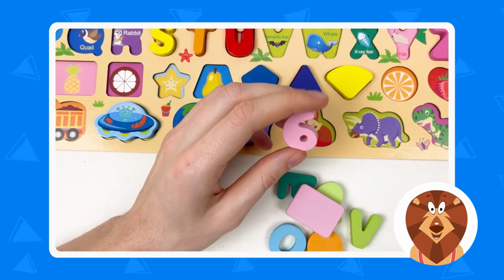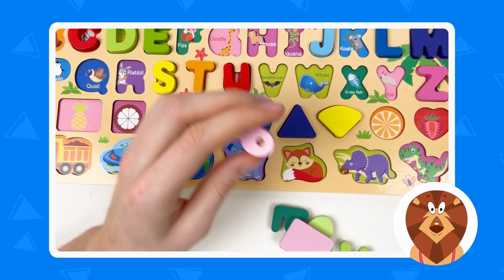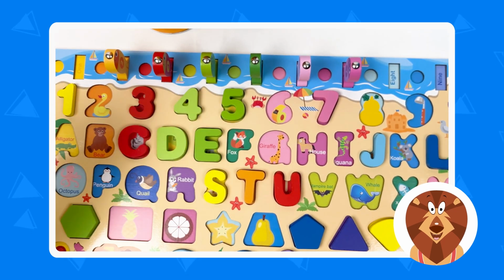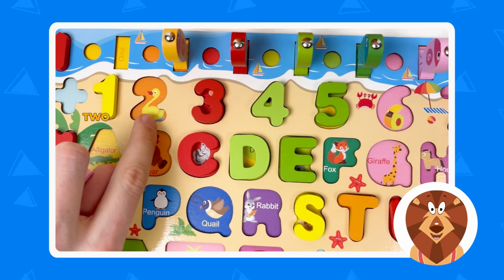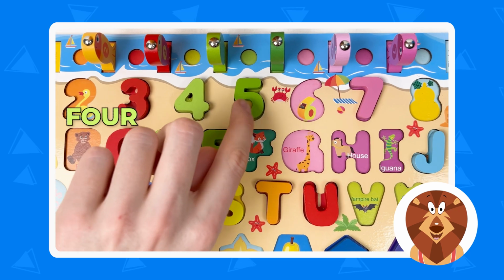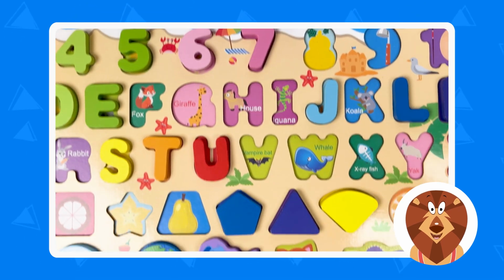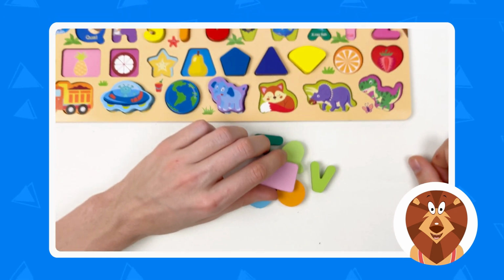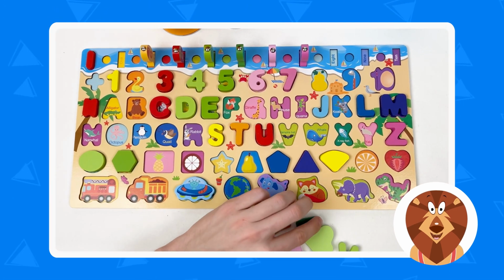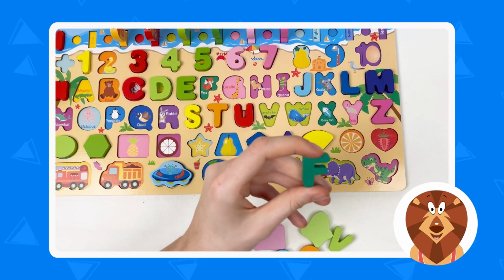And the number 6 we should place right after the number 5. So let's count. 1, 2, 3, 4, 5, and 6. Great. We almost completed our number board. So let's continue with the letters.